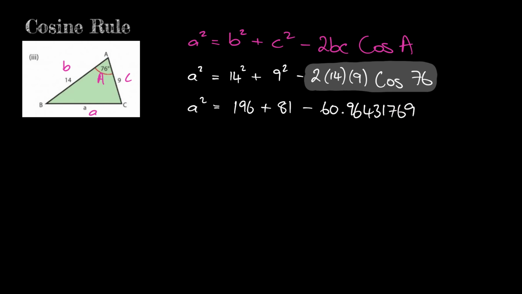So we're almost there. The next step is to tidy it up. So a squared will be equal to, if we add all those terms, 196 plus 81, take away that, you get an answer of 216.0356823. So in order to get a, what you need to do, here you can see what I'm doing to a is I'm squaring it.